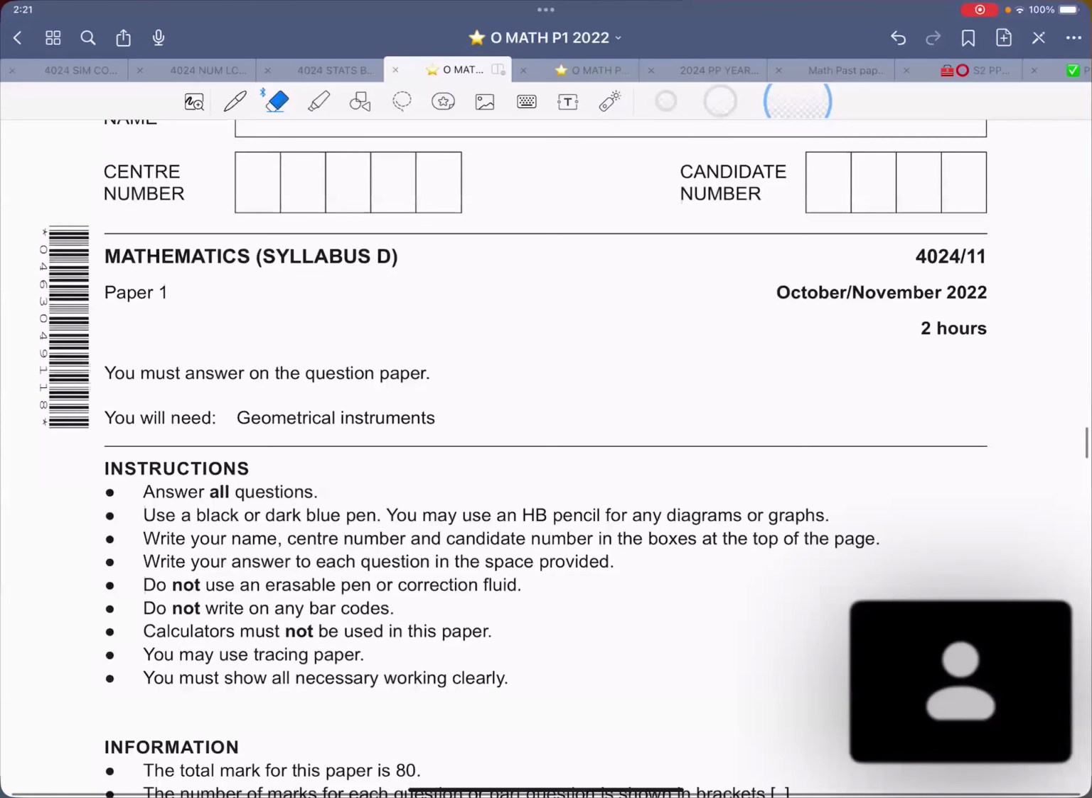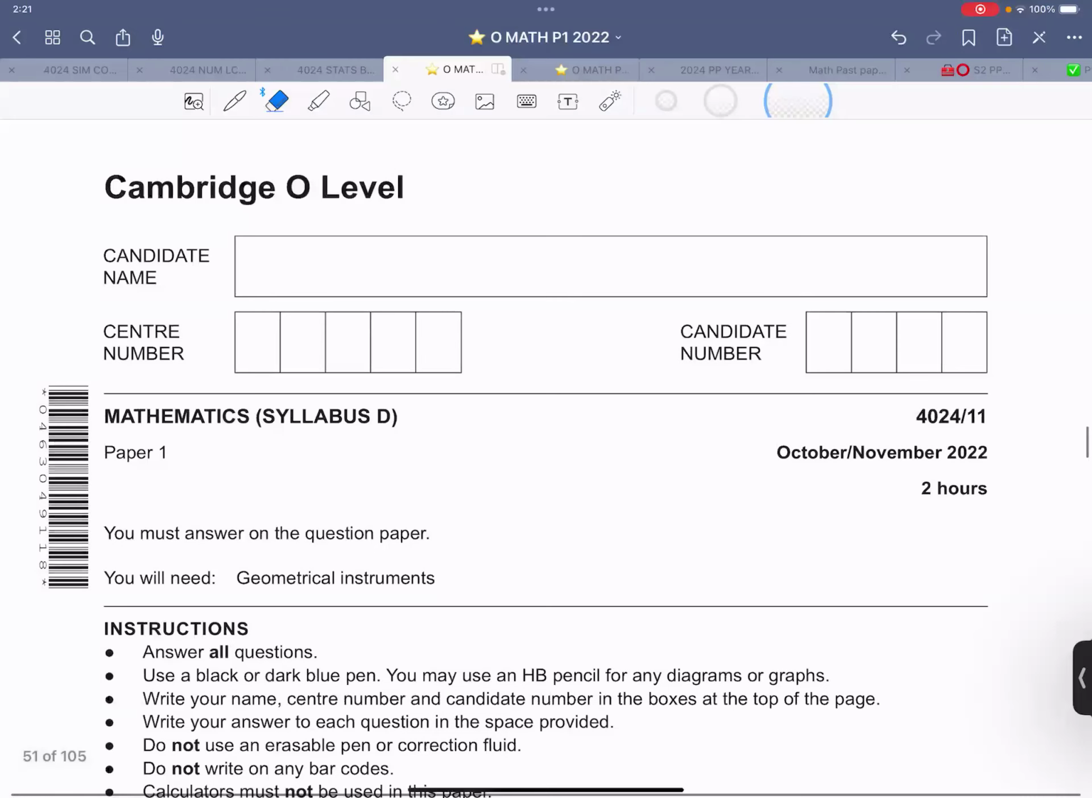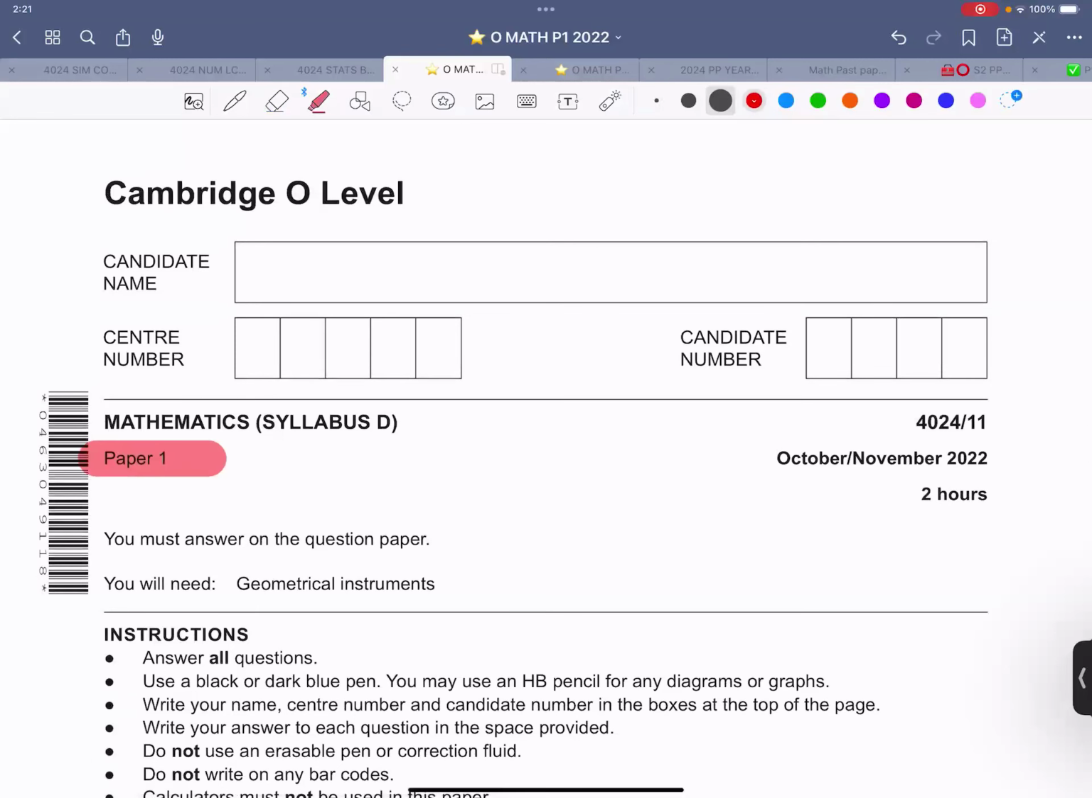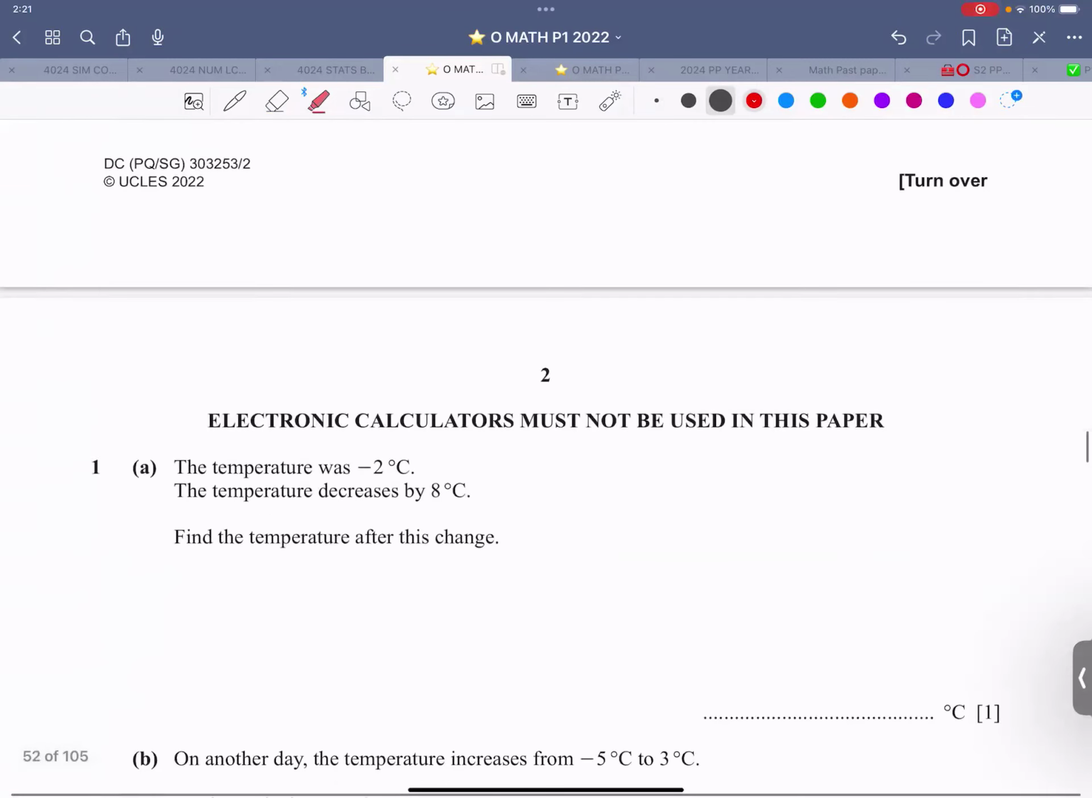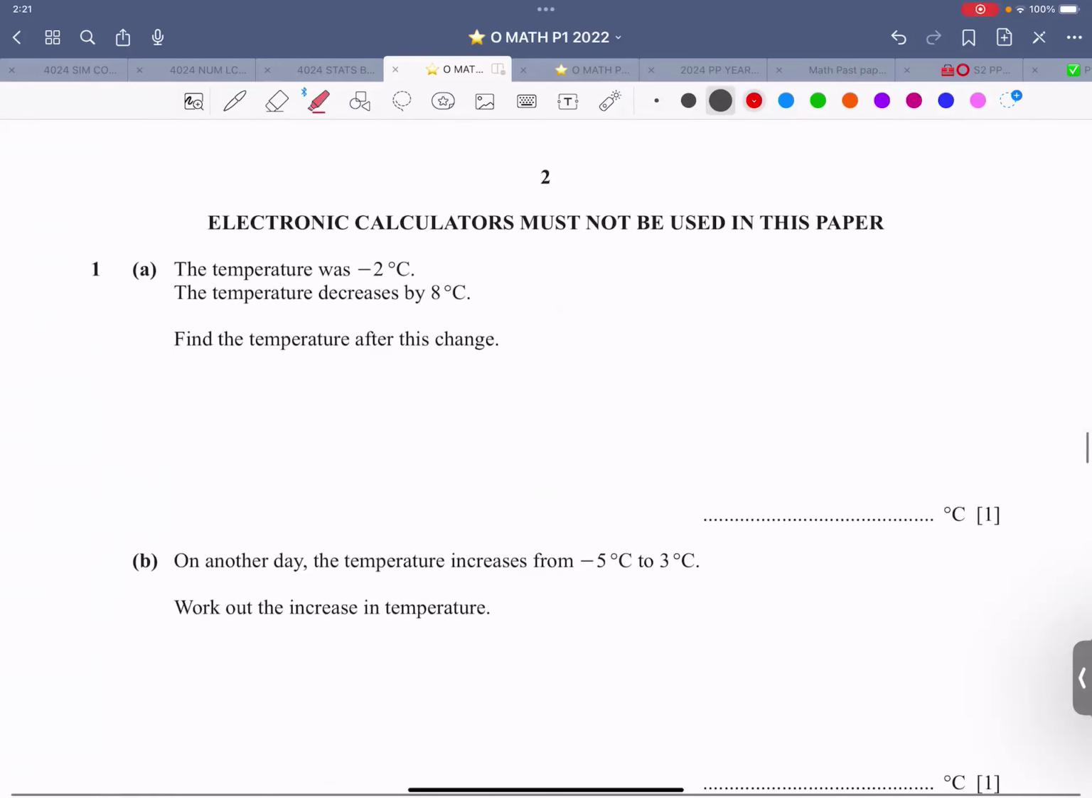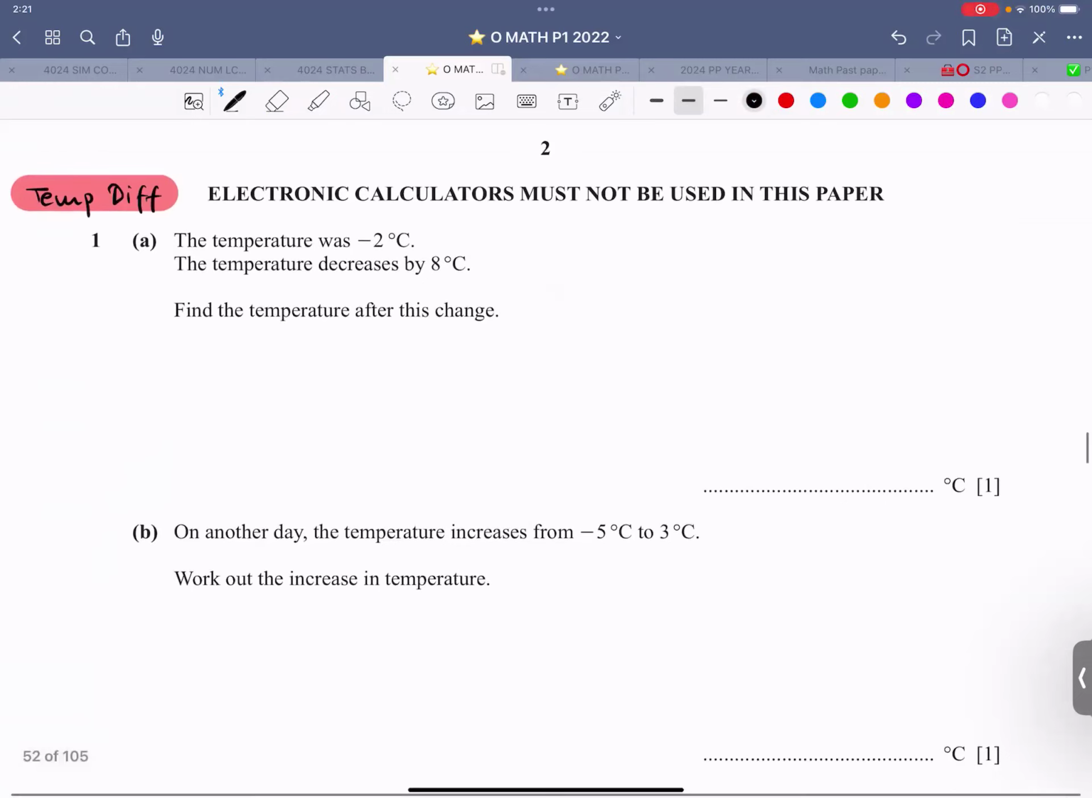Recording in progress. We are starting with this paper 1, which is of October-November 2022, variant 11. Now let's look at the first question. The first question is about temperature difference. Sometimes it's a question of height difference. Sometimes it's about temperature difference.